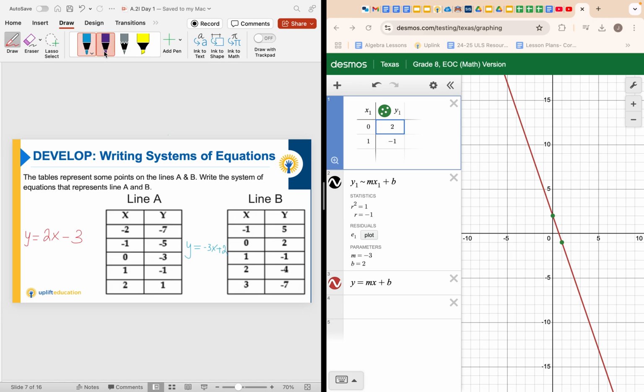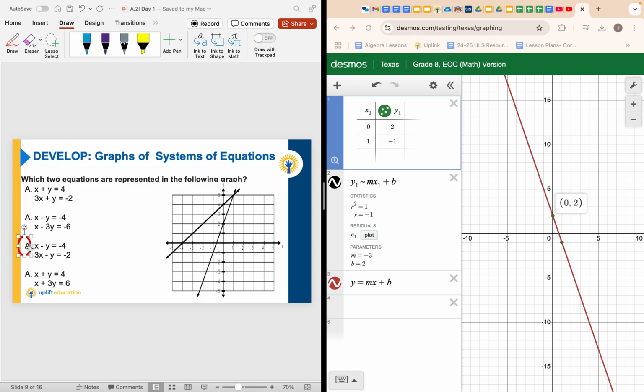So I want you guys to notice before, our y-intercept from our table can be found when x is equal to 0. And then we'll have our y value. So that'll show you what our y-intercept is here. Okay, when x equals 0 and y equals 2. Try another one.